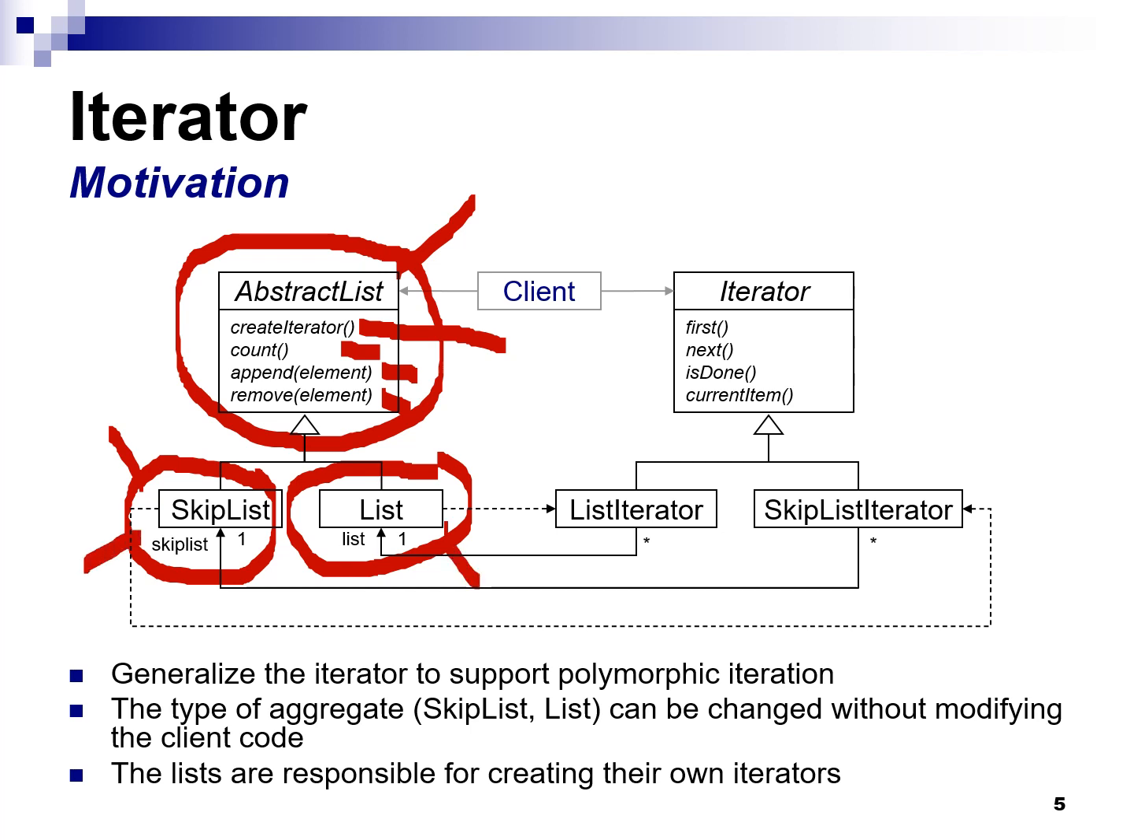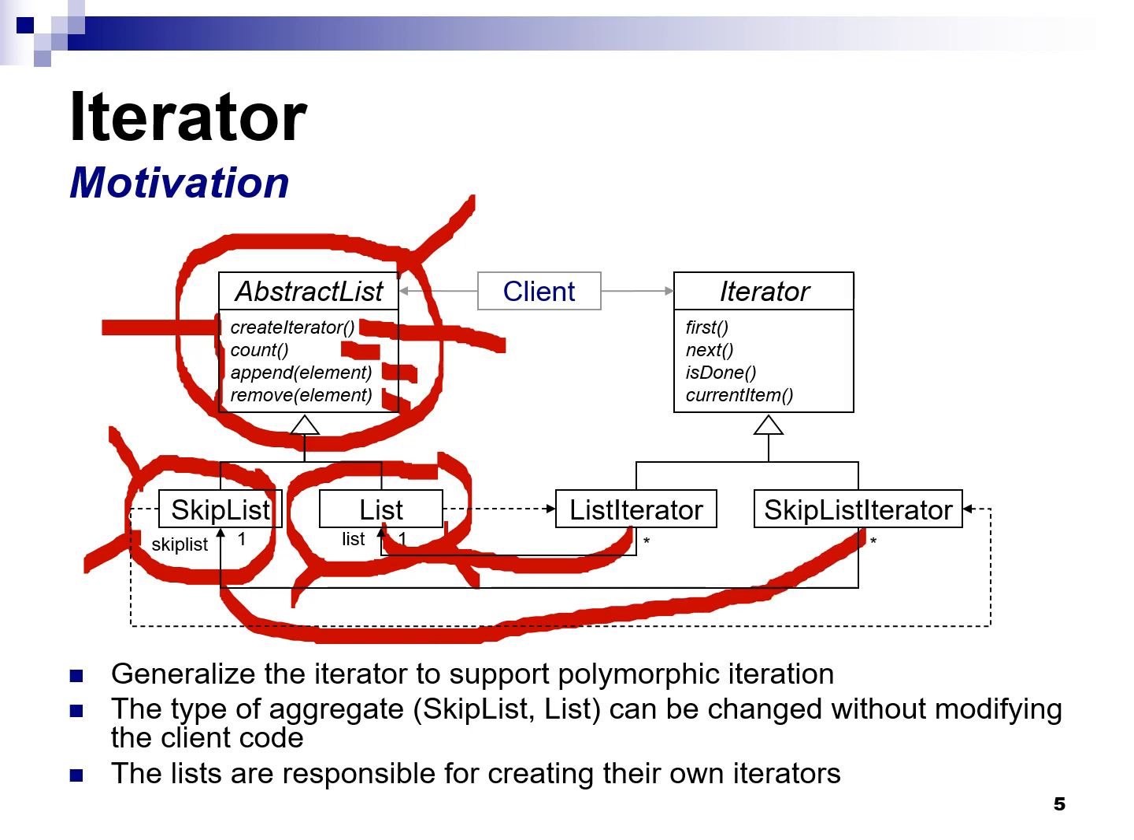So these two concrete types of aggregate will implement these methods, and in particular you see that they will provide support to create the right type of iterator, because we have a list iterator to iterate lists, and we have a skip list iterator to iterate skip lists.